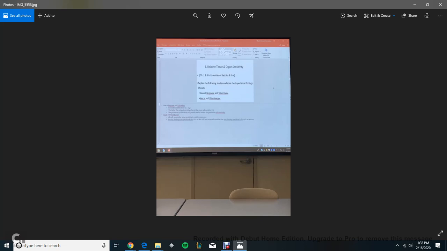Relative tissue and organ sensitivity. Explain the following studies and state important findings of each. The law of Bergonie and Tribondeau. In exposed rodent testicles to X-rays, the higher the metabolic activity of the cell, the more radiosensitive it is. The greater the proliferation and growth rate for the tissues, the greater the radiosensitivity.